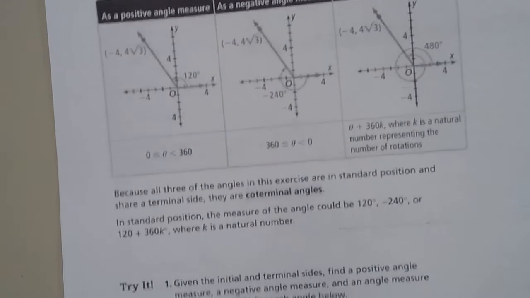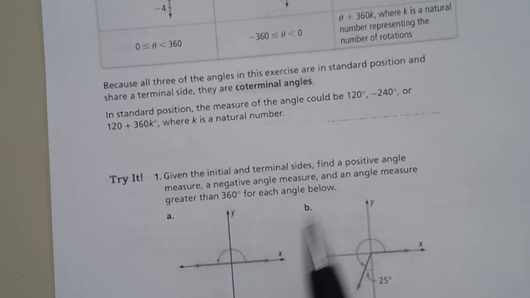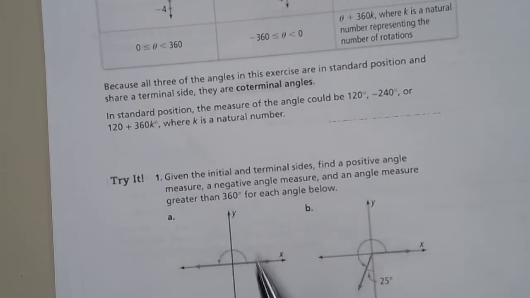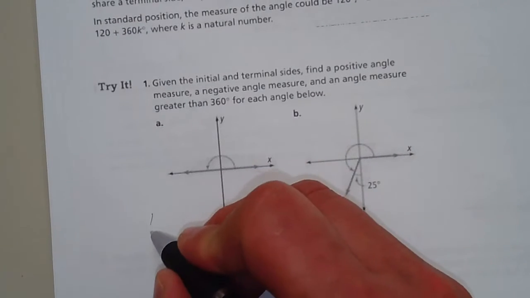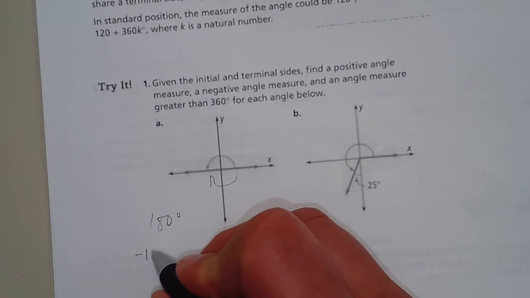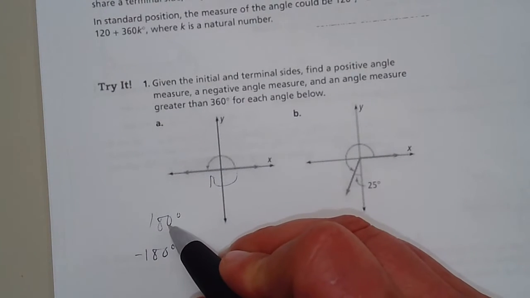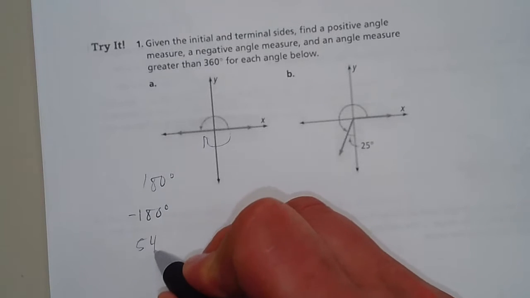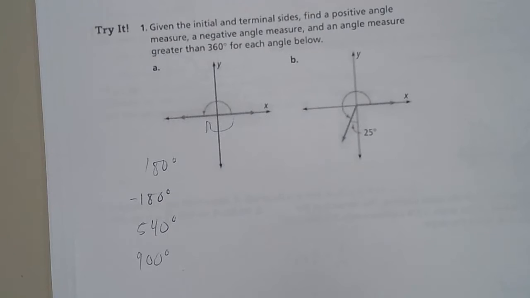Okay. So this wants us to go through, give the initial terminal sides, find the angle measure, positive angle measure, negative angle measure, and a measure greater than 360. All right, so this should be pretty easy. This is a 180 degree angle. That'd be the positive. The negative is actually also the same, but just negative 180 because we go in that direction. And then if you took this and added 360 to it, you call it 540. You could add another 360 if you wanted to. You call it 900. You could obviously do that forever.